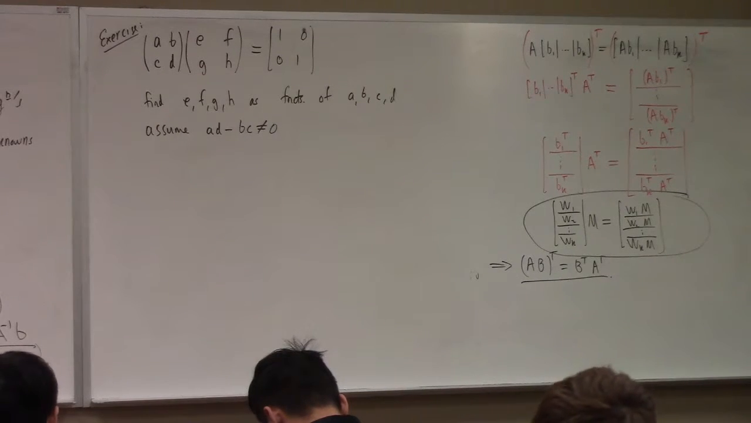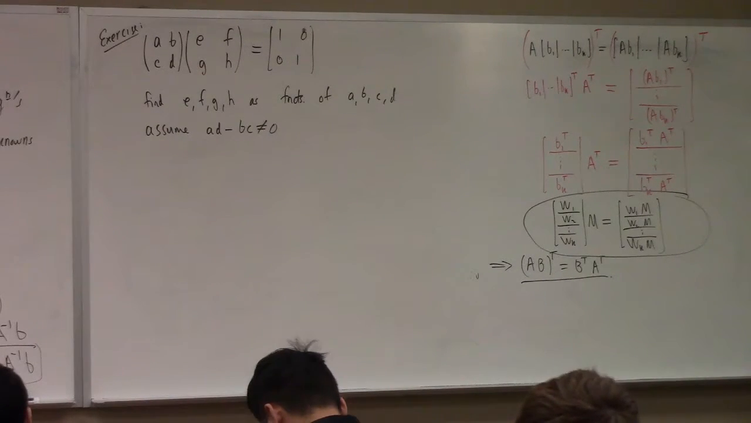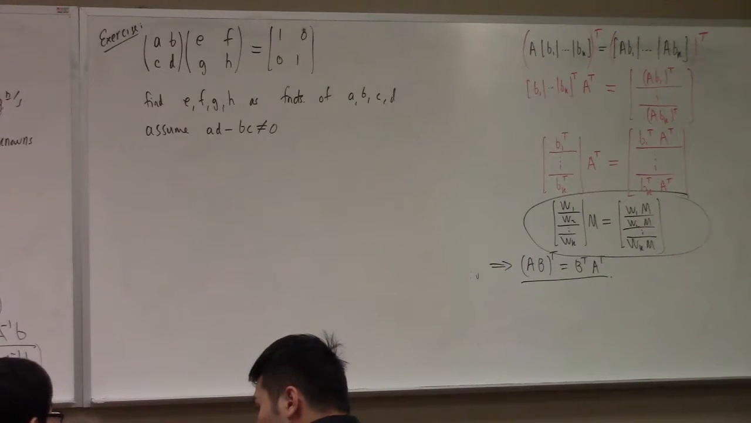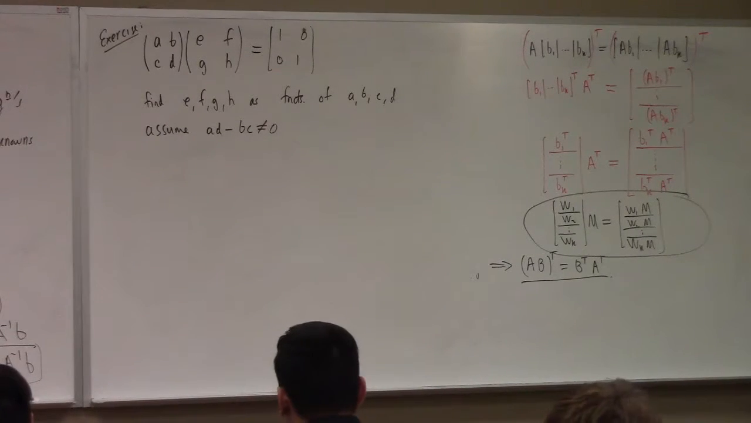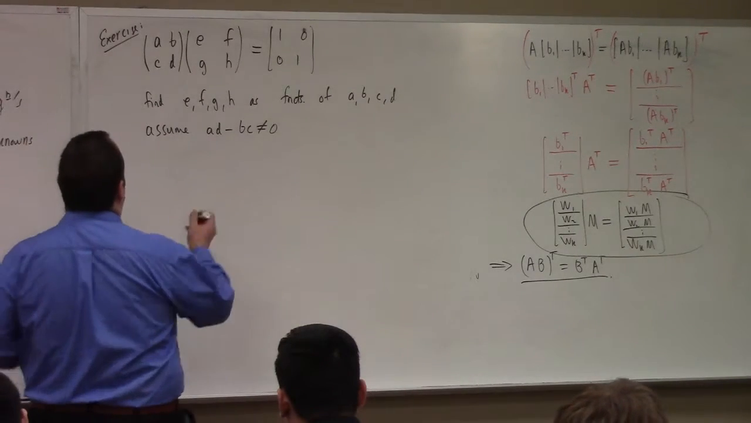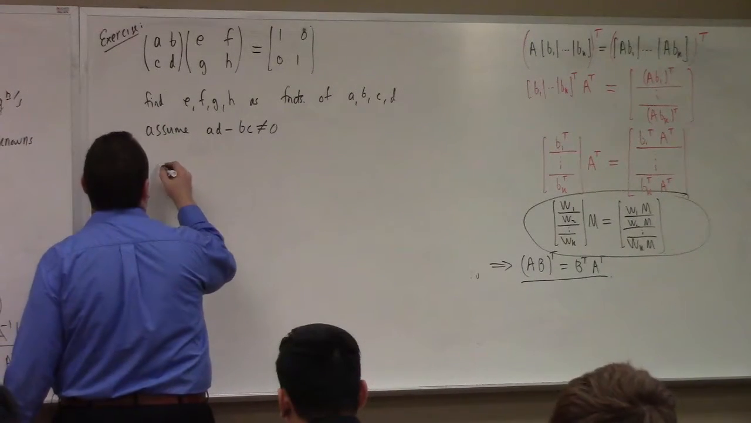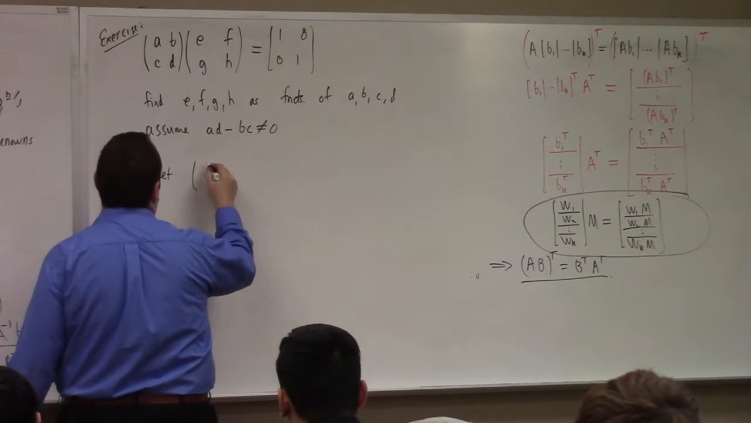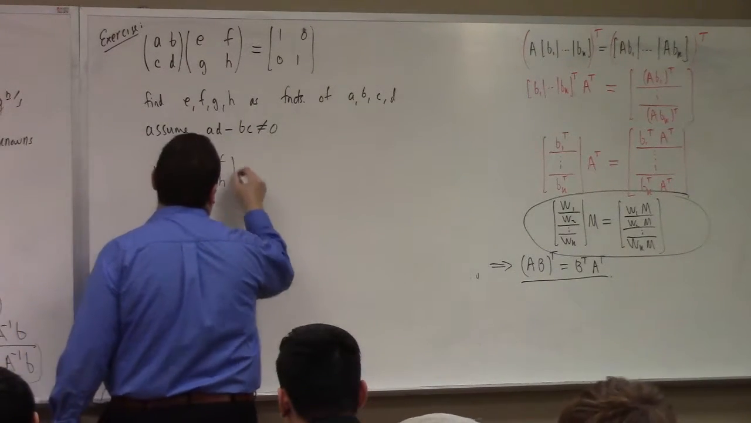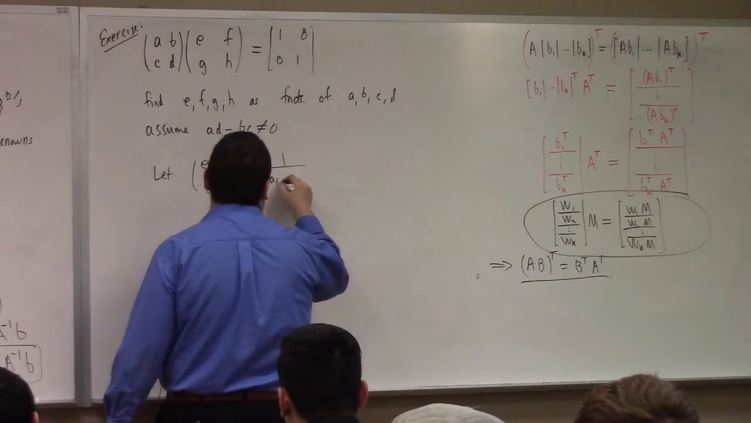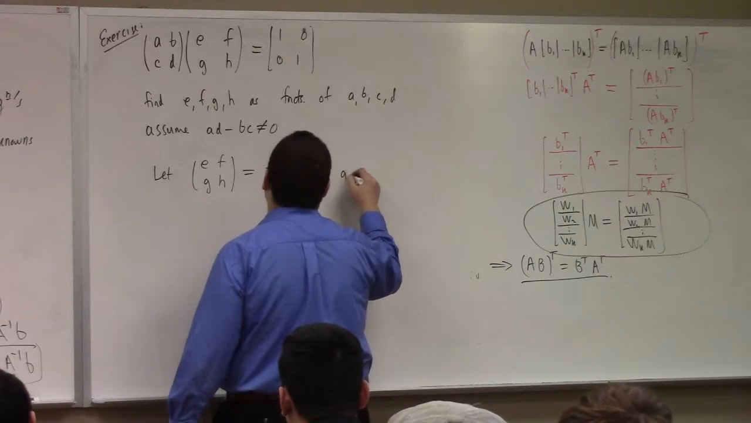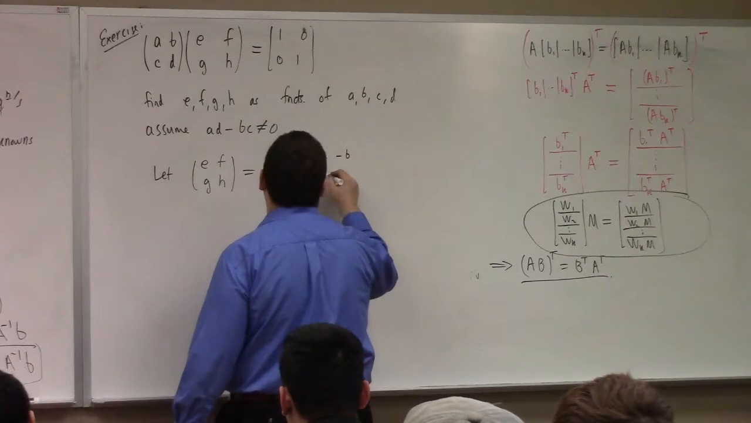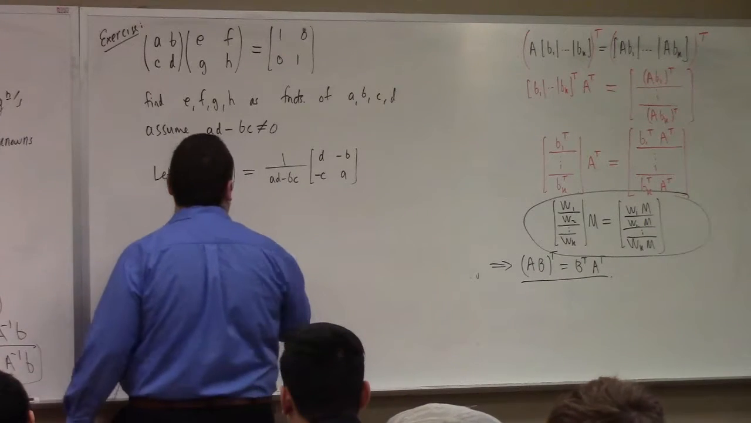All right, anybody who didn't already know the answer, figure it out? Actually, anybody know the answer? No? Oh. I say we let E, F, G, H equal 1 over AD minus BC, times D, minus B, minus C, A. Let's try it out.